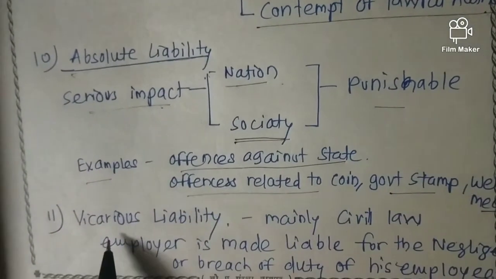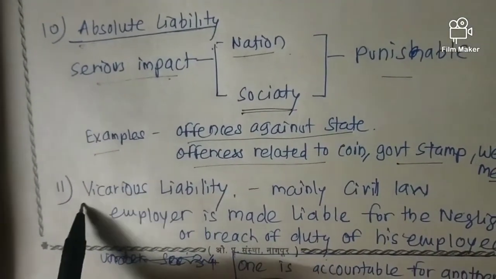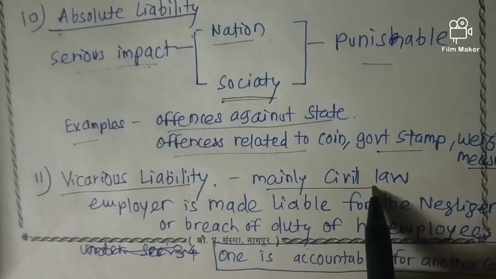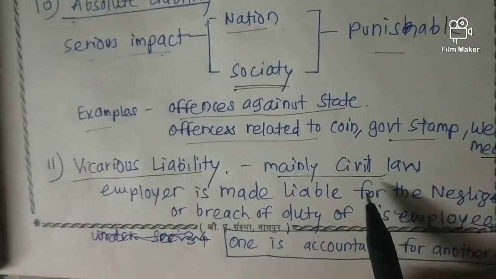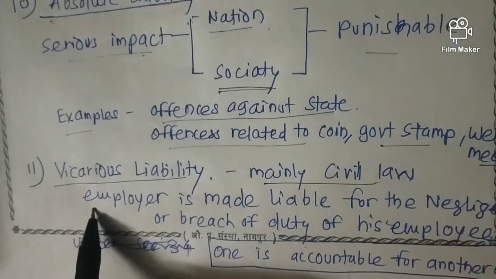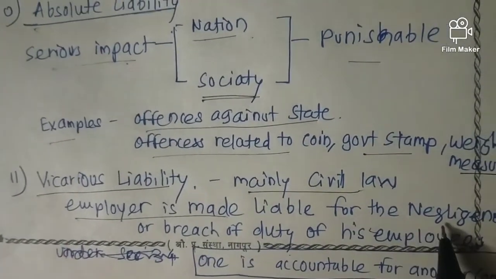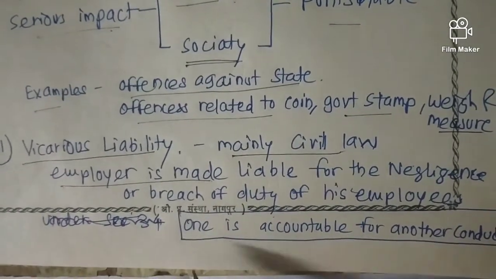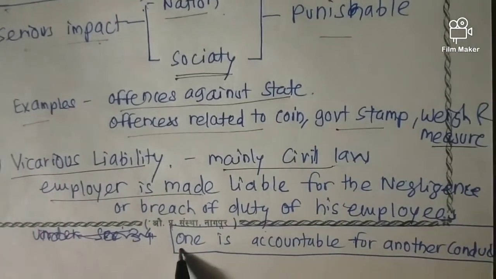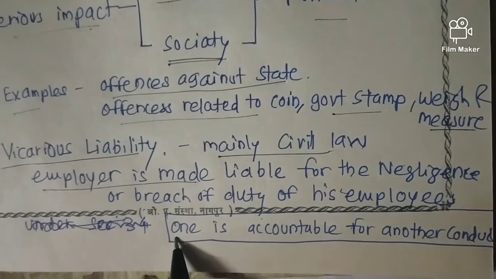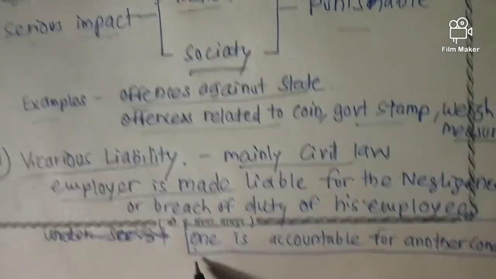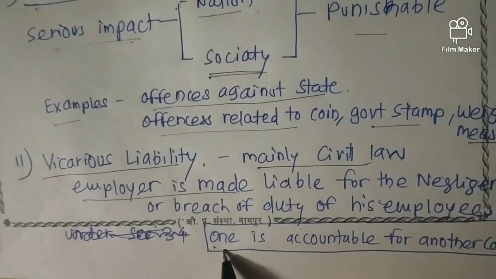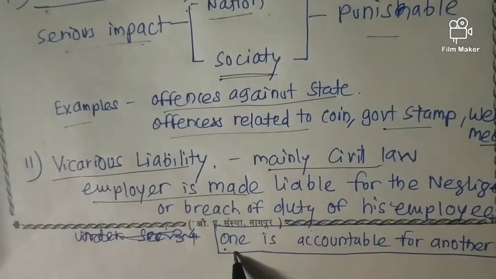Another important feature of the Indian Penal Code is vicarious liability. It is mainly civil law, but it is included in the Indian Penal Code, as the employer is made liable for the negligence or breach of duty of his employees. So here, one person is accountable for the conduct of another. Principal to servant or master to servants are examples of vicarious liability included in the Indian Penal Code.